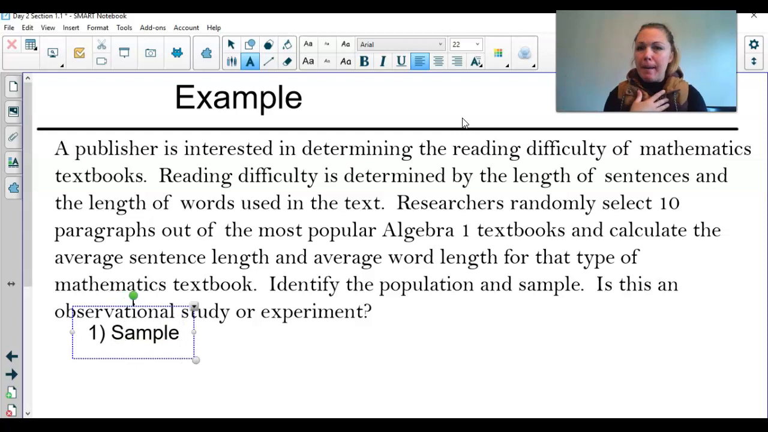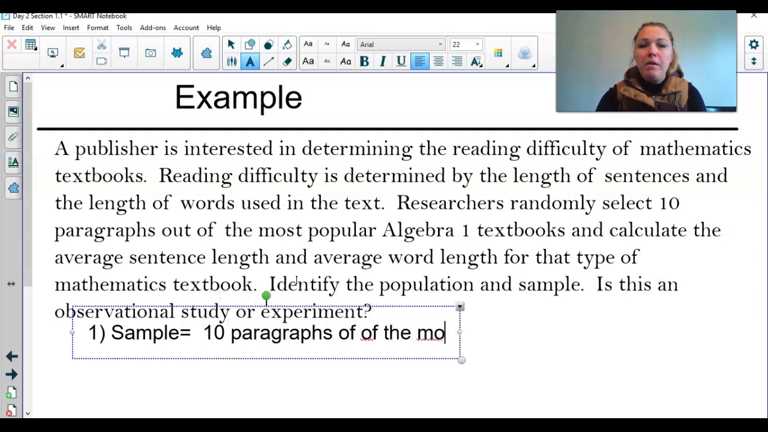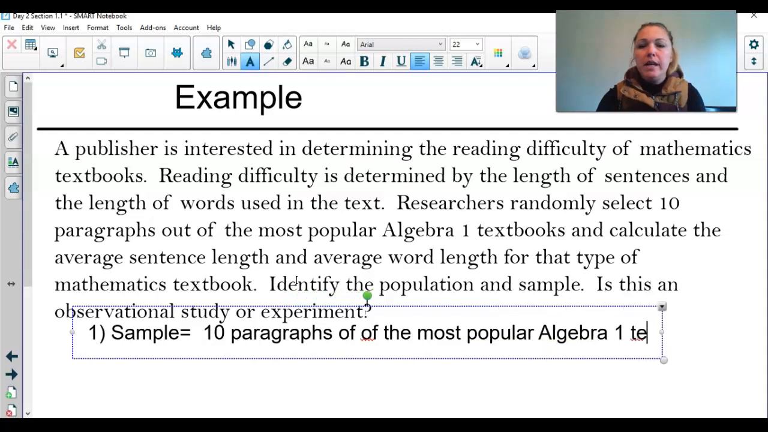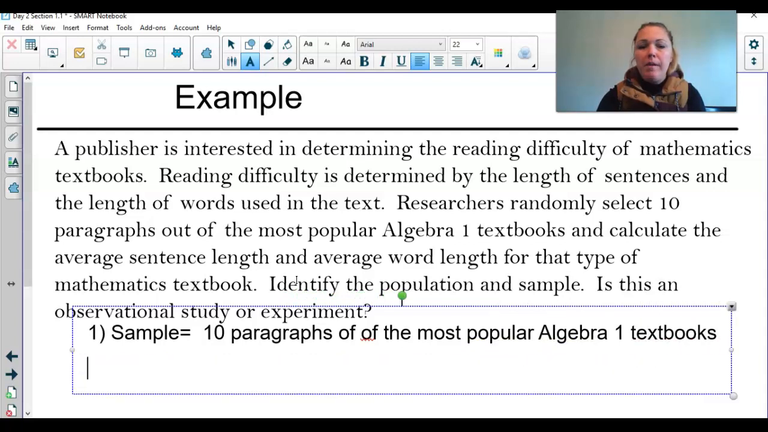And the sample, in my opinion, is a little bit easier because you're normally going to see a number attached to that. So when you're reading through this, the number I see is 10, right? The researcher randomly selects 10 paragraphs out of the most popular Algebra 1 textbooks, okay? So our sample in this case is 10 paragraphs out of the most popular Algebra 1 textbooks, okay? So what is the population then?